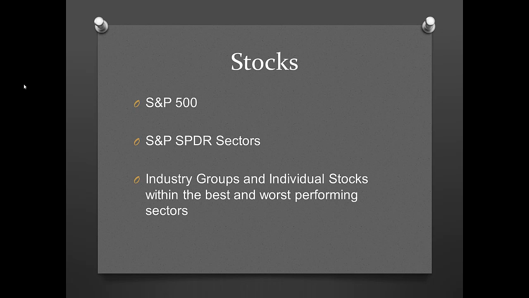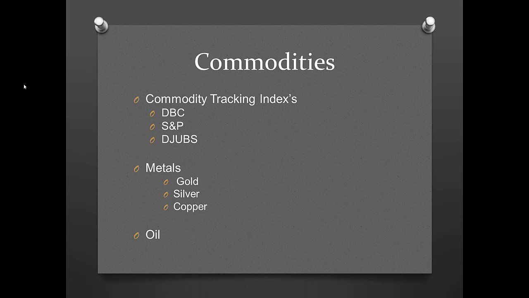The primary stock market I'll be following will be the S&P 500. However, I will look at counts on the Nasdaq and the Dow. The primary count will be on the S&P. We will look at the various Spider sectors within the S&P. From there, we will look at industry groups and individual stocks within the best and worst performing sectors. Again, the stockcharts.com review covers how we will be selecting them.